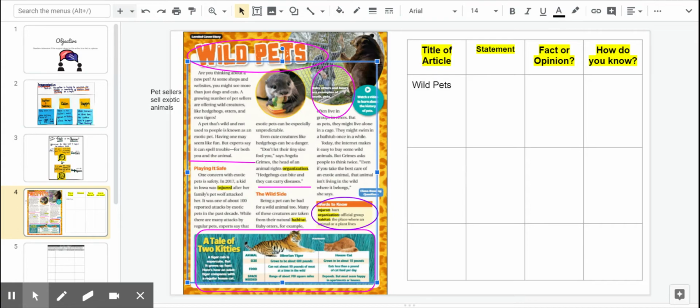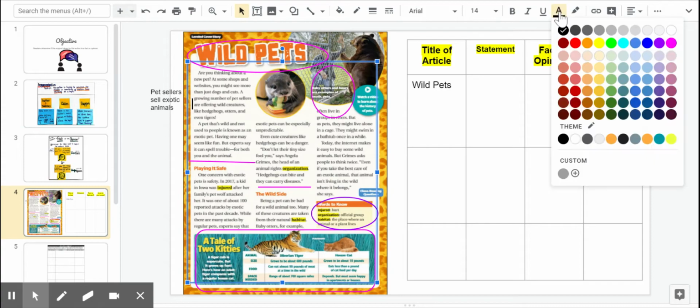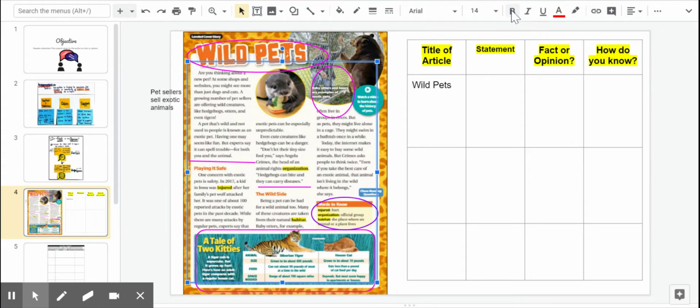Actually, what I'm going to do is I'm going to do it in red so it stands out just a little bit better. We're going to make it red and we're going to bold it. So that's a fact, okay? Let's look a little bit further. A pet that's wild and not used to people is known as an exotic pet. That is also a fact.